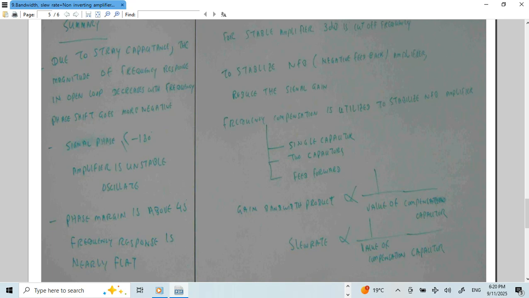Another method is that we have to use compensation. We have to use compensation to stabilize the negative feedback amplifier. To make the stabilization, we have to reduce the high frequency gain, so reduce the signal gain.